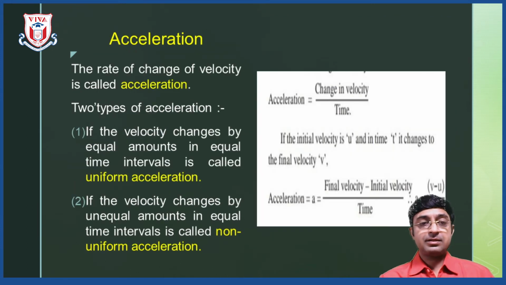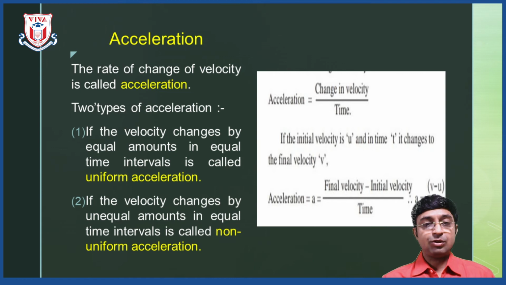Next point is acceleration. The rate of change of velocity is called acceleration. The rate means nothing but change of velocity with respect to time. That's why the formula is given there: acceleration is equal to change in velocity upon time. That upon time means nothing but the rate. The rate means nothing but with respect to the time, and that's why the definition is very simple. Acceleration means the rate of change of velocity is called acceleration.